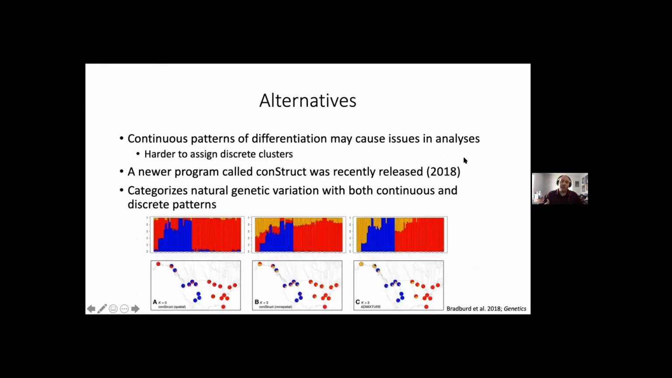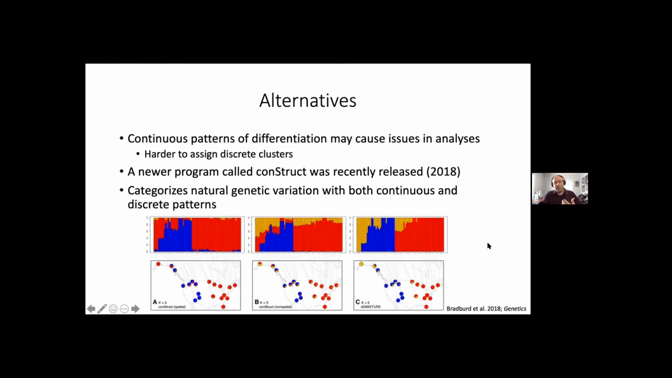There are a few alternatives to the traditional isolation by distance. One of these is called conStruct. This was released in 2018. This helps model continuous patterns of differentiation, which can cause problems with these analyses. Here are just some examples from the paper in Genetics 2018, showing your traditional admixture model compared to conStruct, either including spatial or non-spatial data, and it can make a difference.